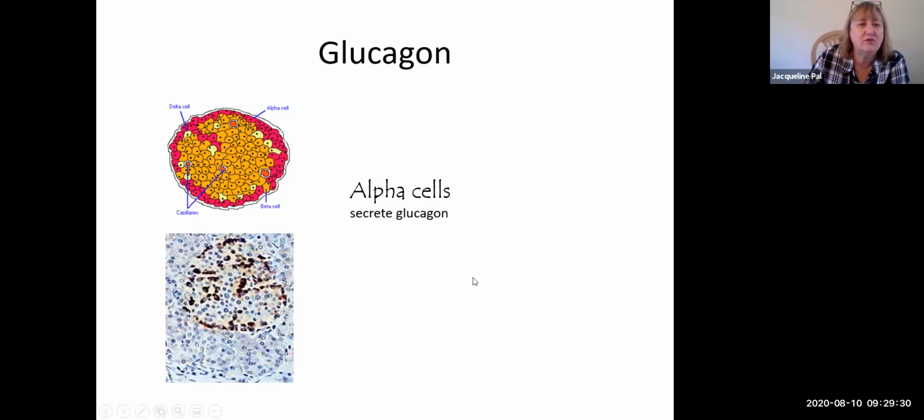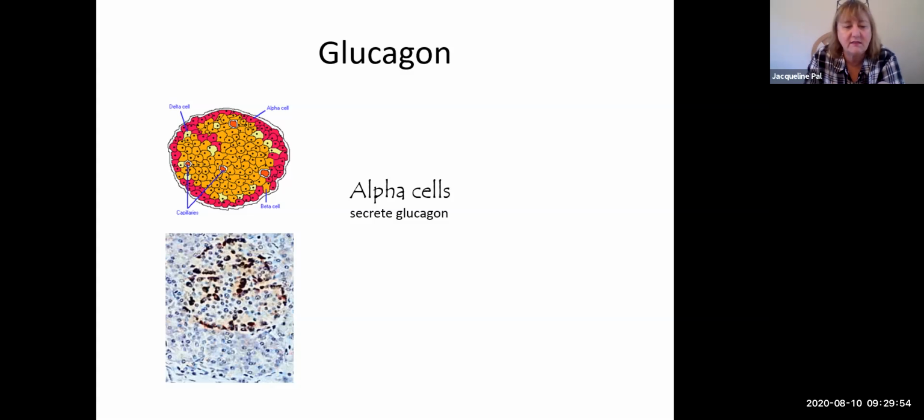So here is the cartoon drawing of an islet cells, and the alpha cells are these pink cells, which are mostly among the periphery. And this is a photomicrograph done with special histological stains, which are staining for the presence of glucagon. So you can see that they're mostly around the periphery of the islets. So yes, you do need to know pancreas.